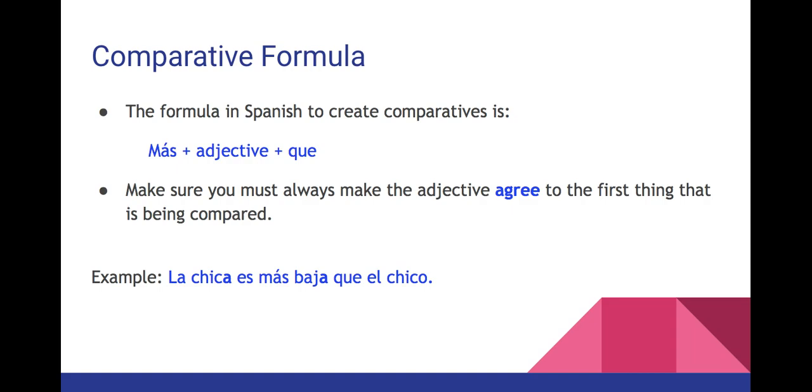Make sure that you always make the adjective agree with the first thing being compared. This is the most important rule of comparatives. So, for example, if I, as a female, am saying that I am smarter than a certain boy, the word for smart is going to have to be feminine and singular in order to match me because I'm the first subject. So, for example, in our sentence, we say the girl is shorter than the boy. Notice we used baja, singular and feminine, because la chica is the first subject. So your adjective always has to match the first subject, masculine, feminine, singular, plural.